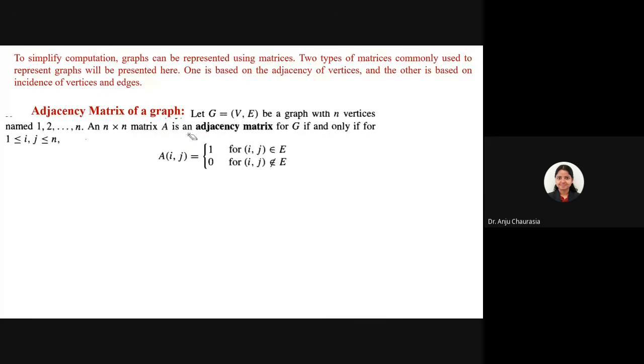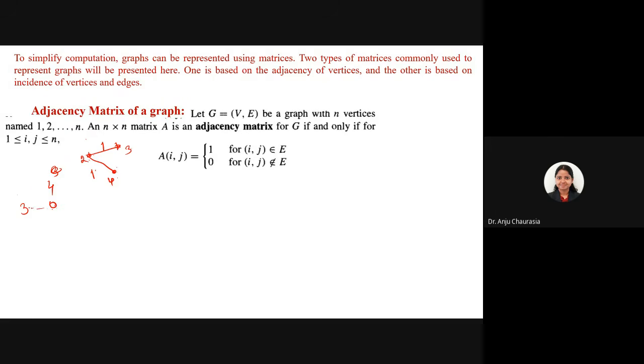Just listen to me. If there is an edge between two endpoints, suppose 2 and 3, so 2 and 3 have an edge, you have to mention 1 there in the matrix. Suppose 2 and 4 have an edge, you have to mention 1. 3 and 4: here 3, here 4. So 3 and 4 don't have an edge. So you have to mention 0 beside that.